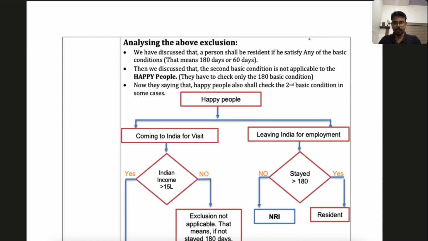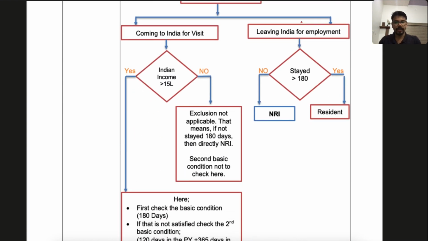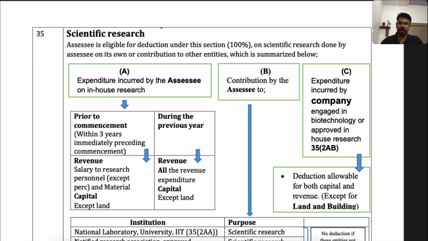So I'm not just wasting my time. I'll be directly picking those areas where amendment has happened. There is a small amendment in section 35, that is in PGBP, in scientific research. We don't have any amendments in salary, house property and all. So don't worry, whatever you studied for the previous attempt you can just continue, except for the new perquisite, where there are small changes, but that is not important.